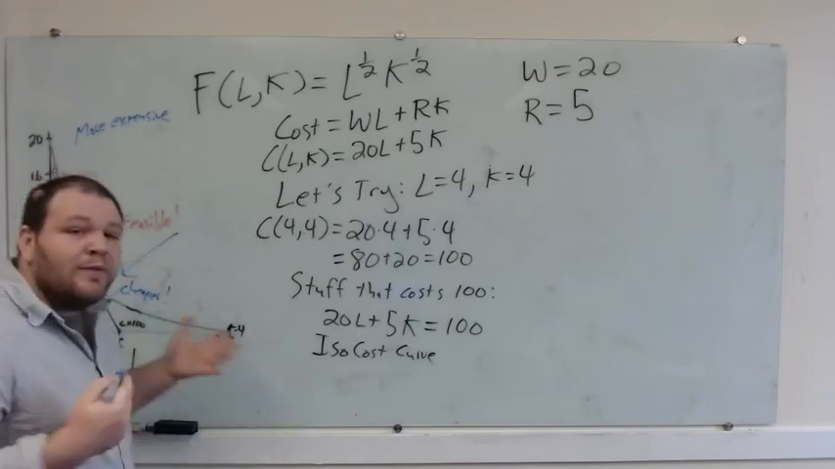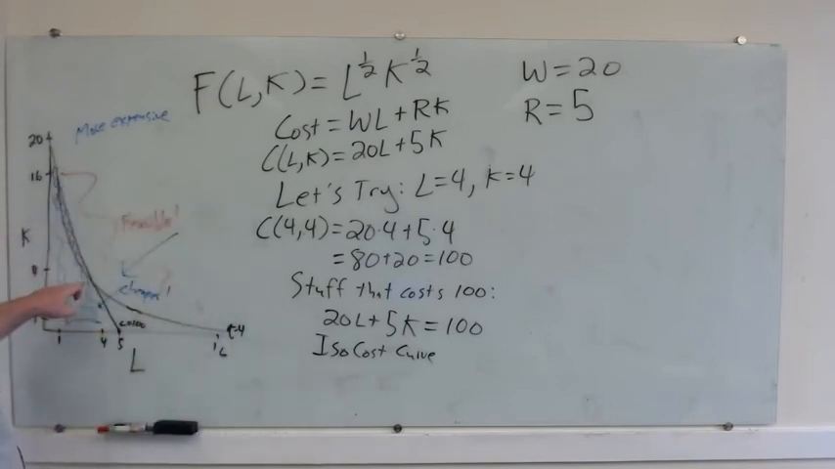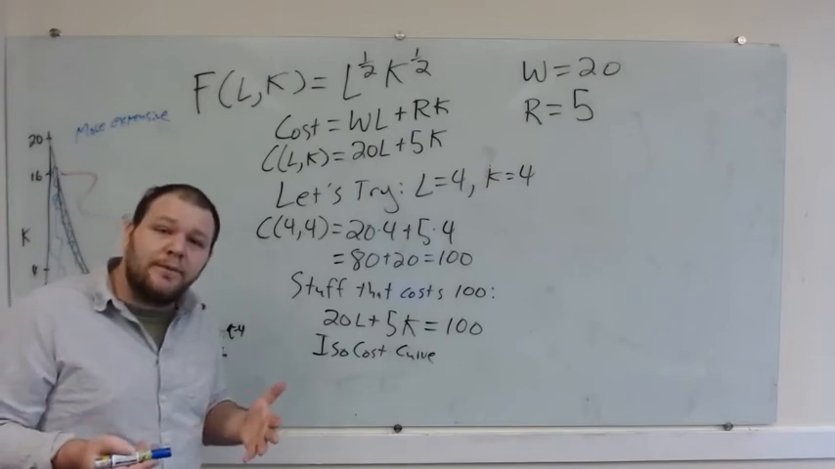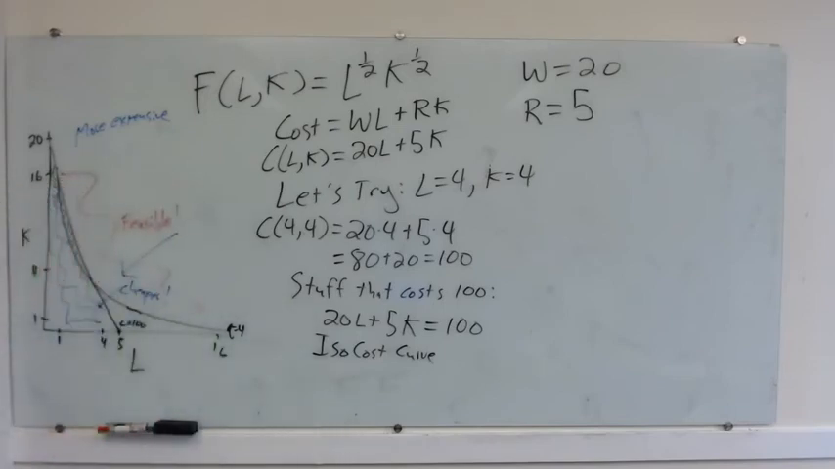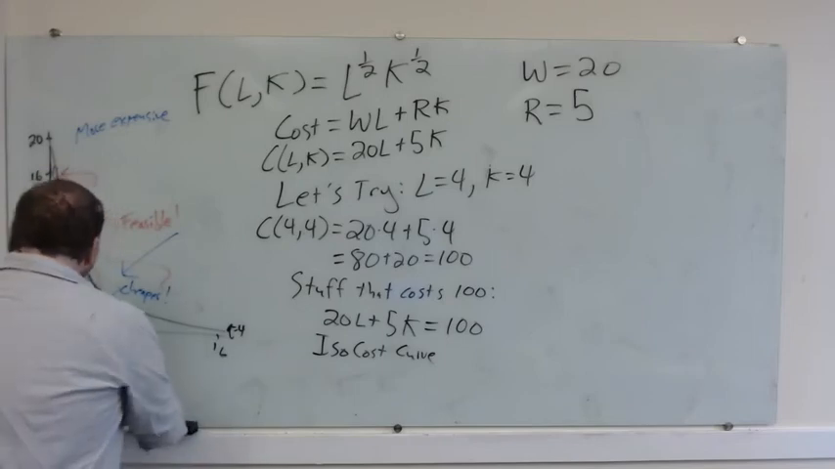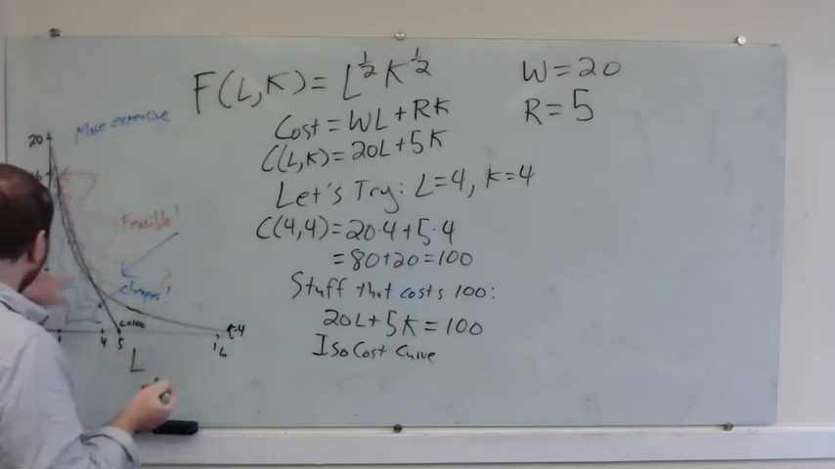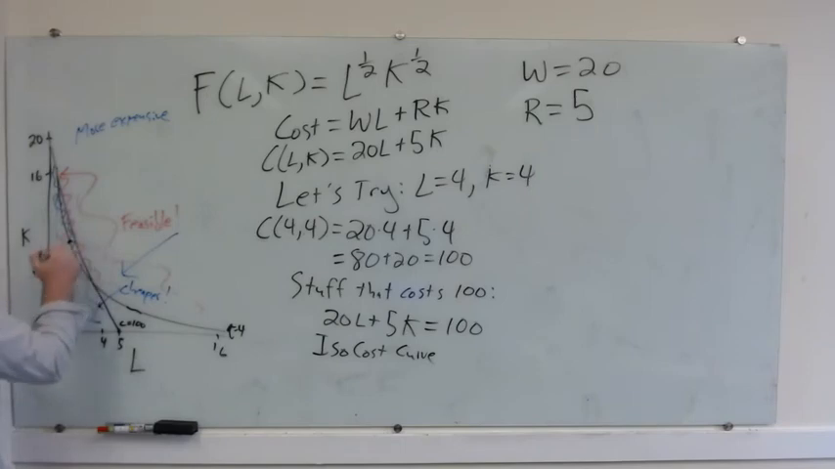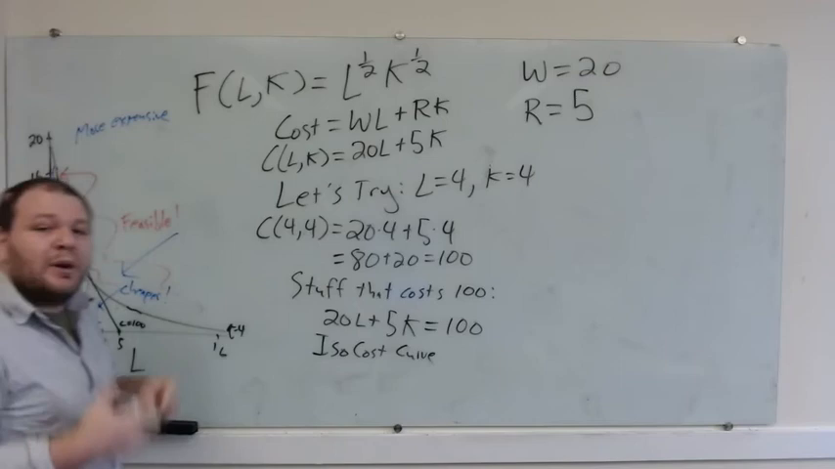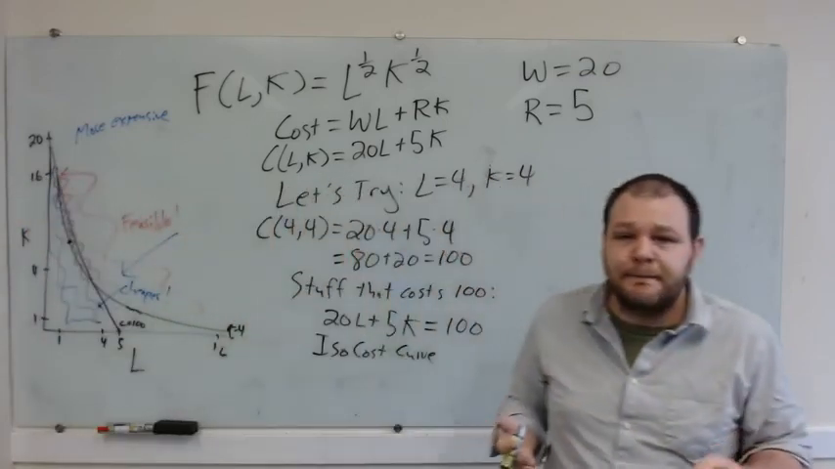So given what we've done, is 4 workers and 4 units of capital the cheapest way for me to produce 4 tons of potatoes? So remember, everything above my isoquant can produce 4 tons of potatoes. Everything below my isocost is preferable to me, right? It's cheaper. So the answer is going to be no. This can't possibly be my best choice because I could choose something like this, right below my isocost curve and on my isoquant, that would get me the same number of potatoes at a lower cost. Awesome.